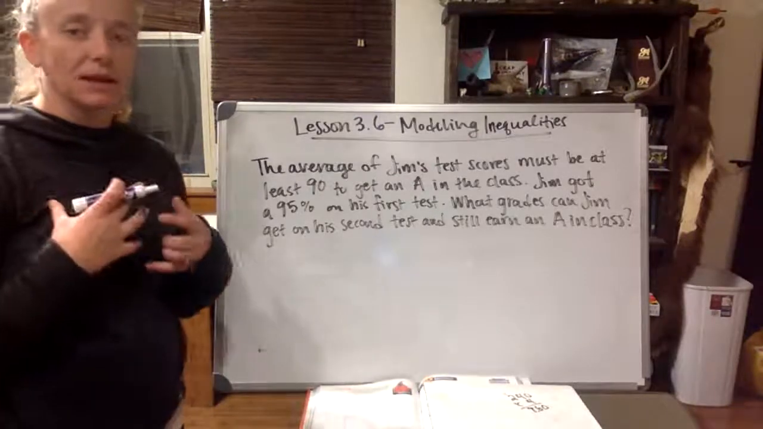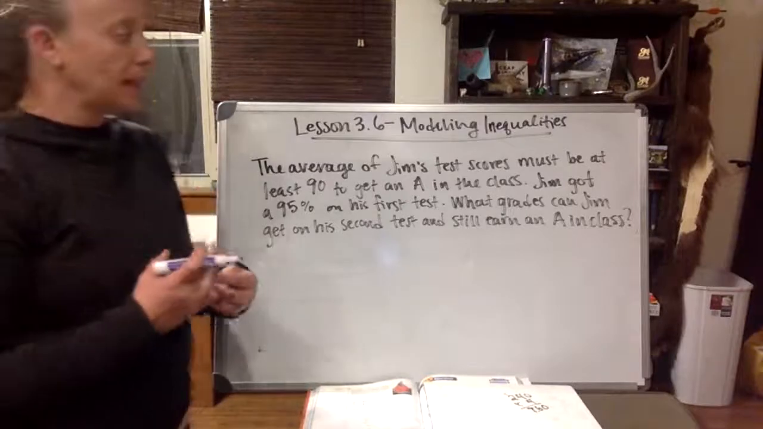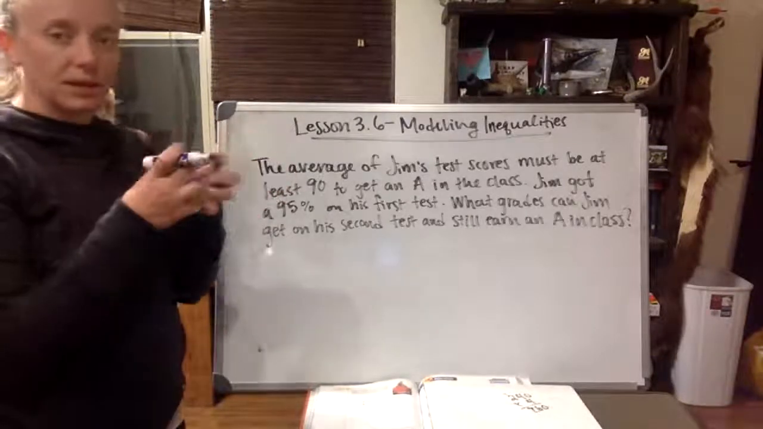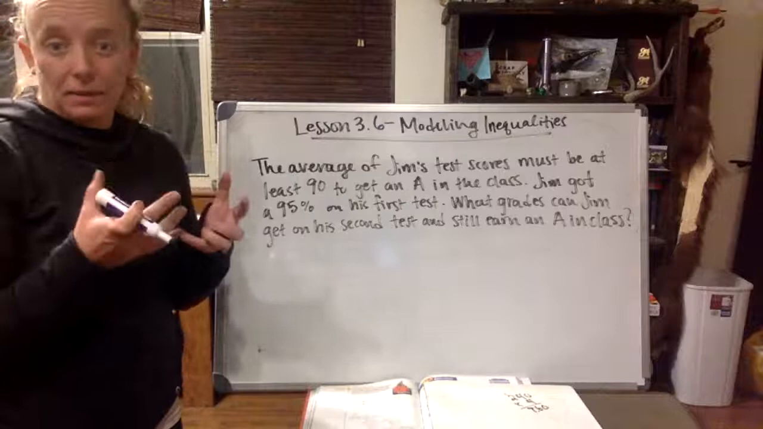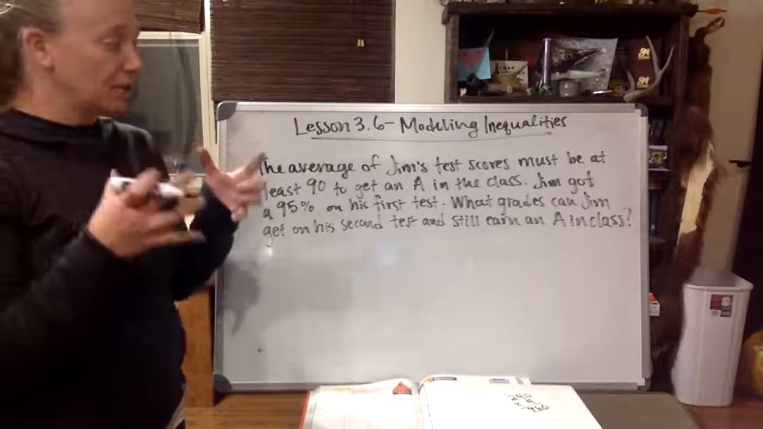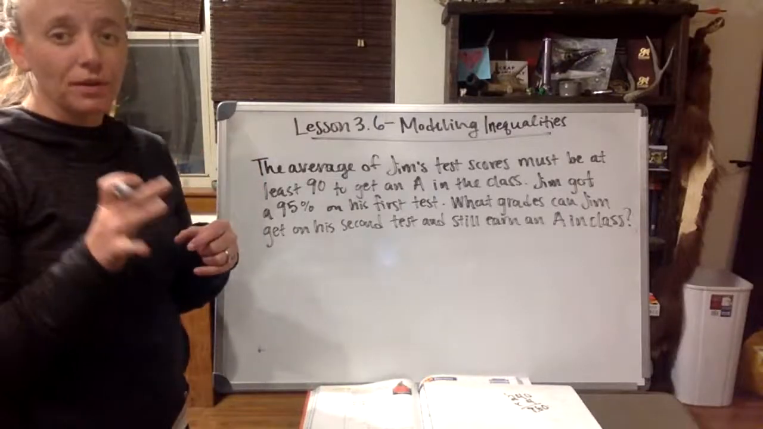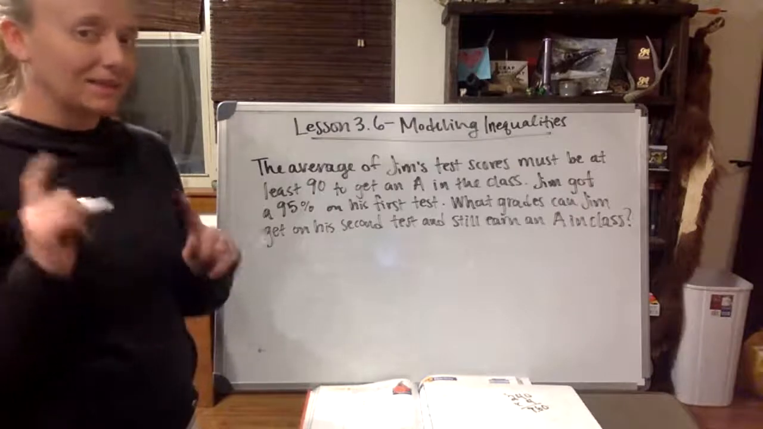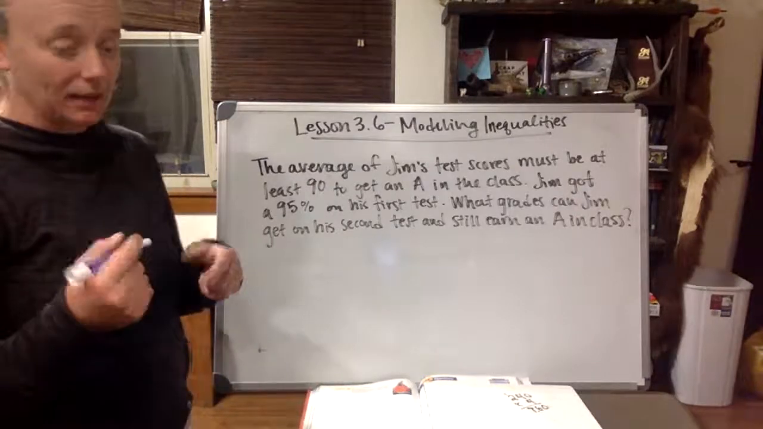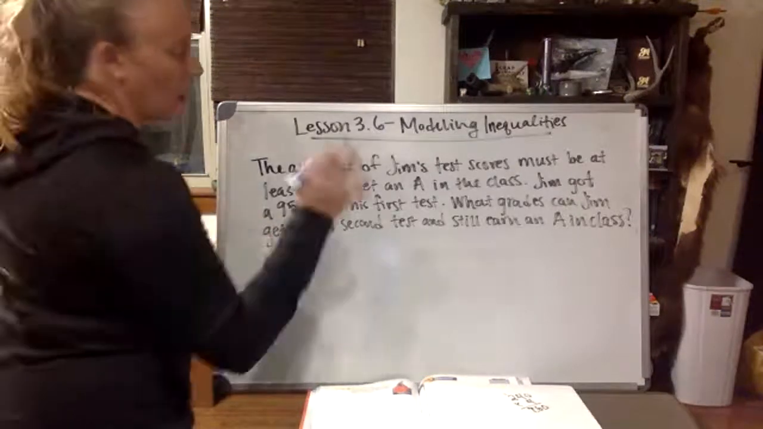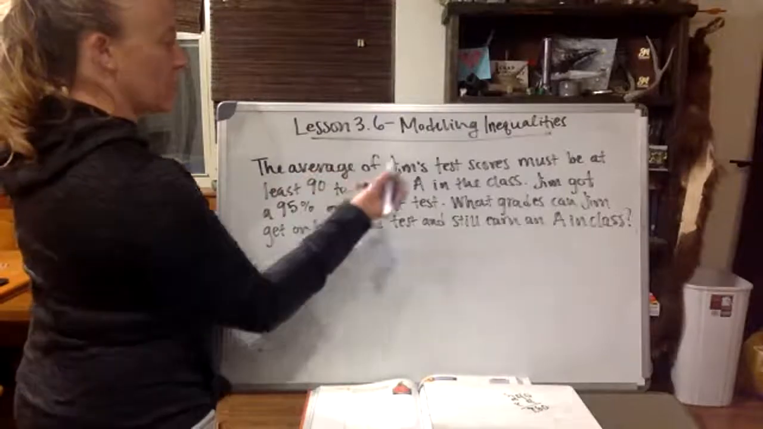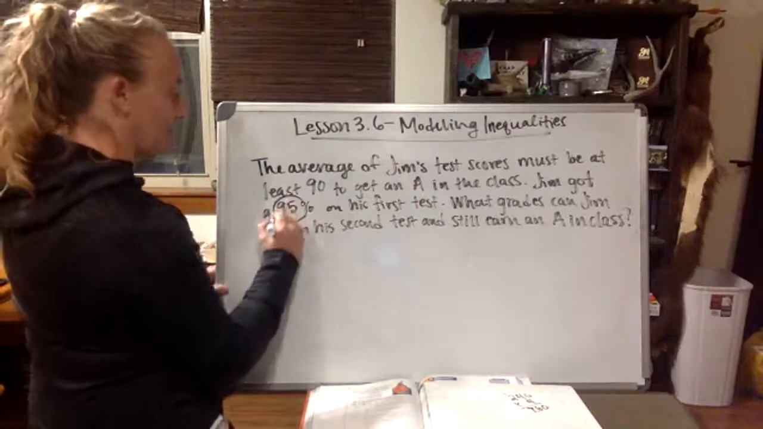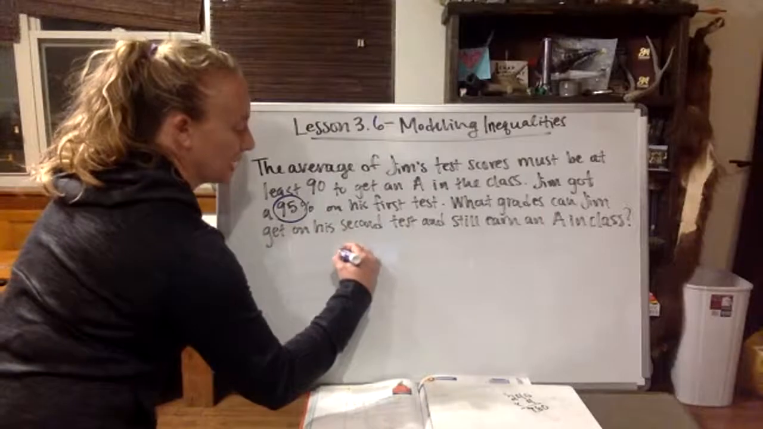So to me, this sounds like an averaging problem. I need to average two test scores and divide by 2 because I have 2 test scores. I need to average 2 test scores and make sure they are at least 90%. So let's do just that. We know that one of his test scores was 95%.